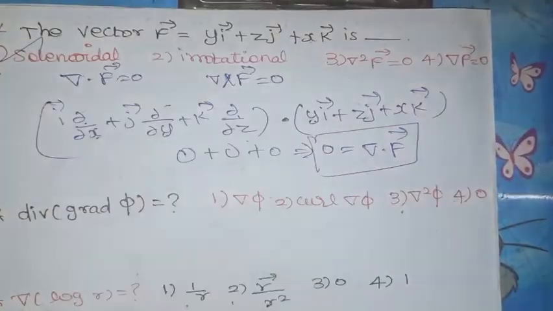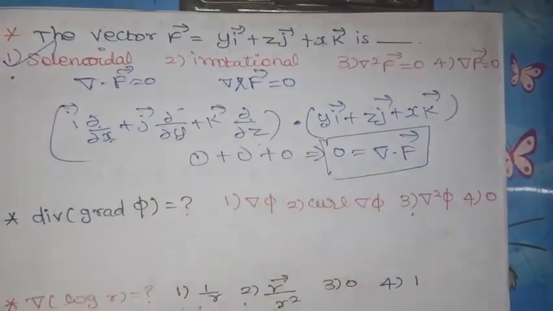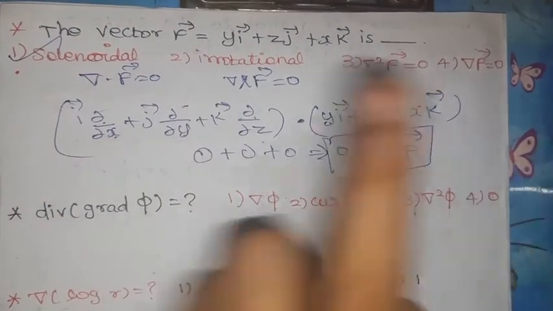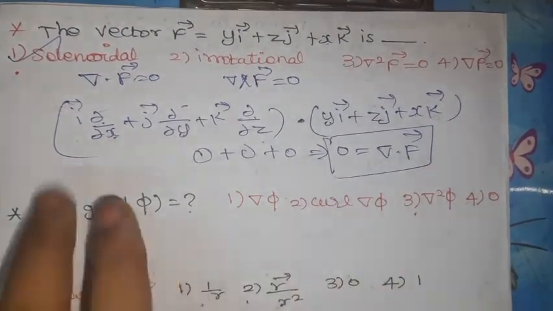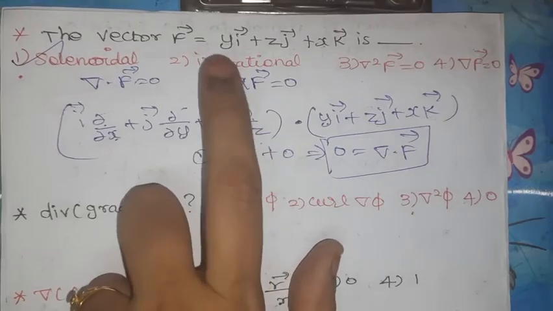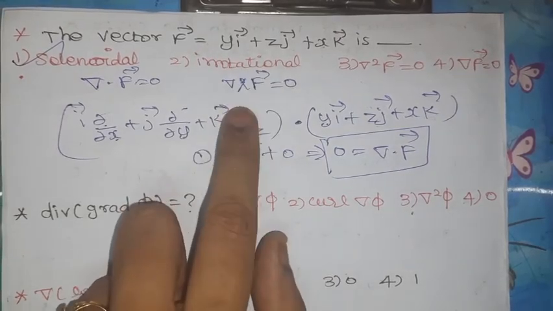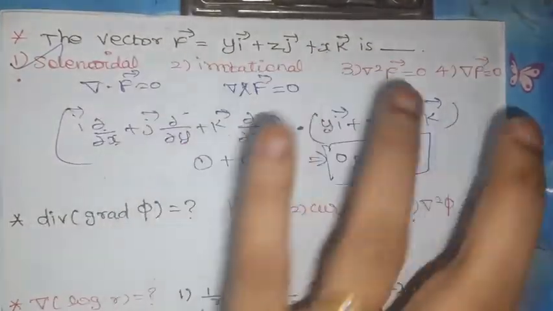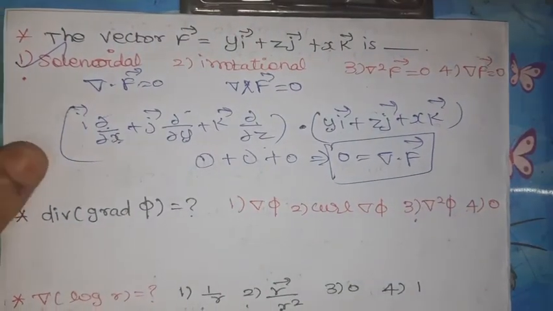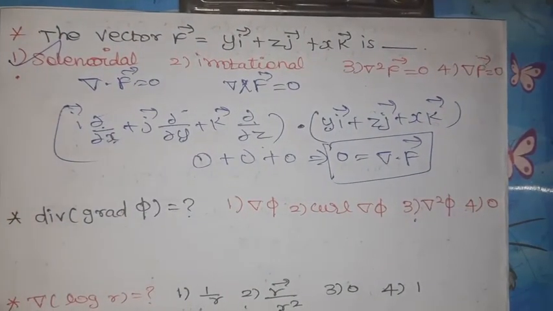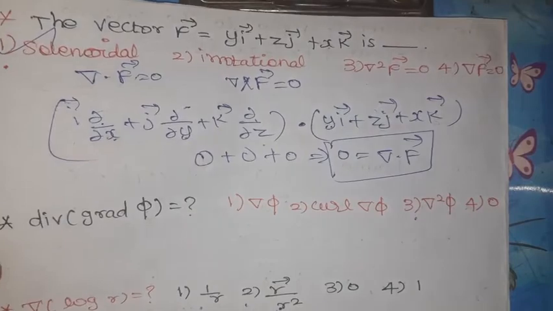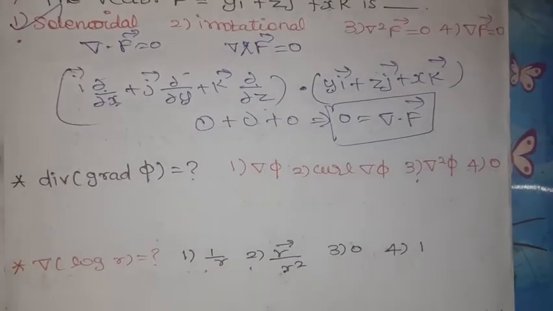So I am not going to check the rest again. You will check the rest of the options, whether they come 0 or some other value, to see which is the right option. You will check it for curl f and the other 3. So for this problem, del dot f equal to 0 means obviously the given vector is solenoidal.